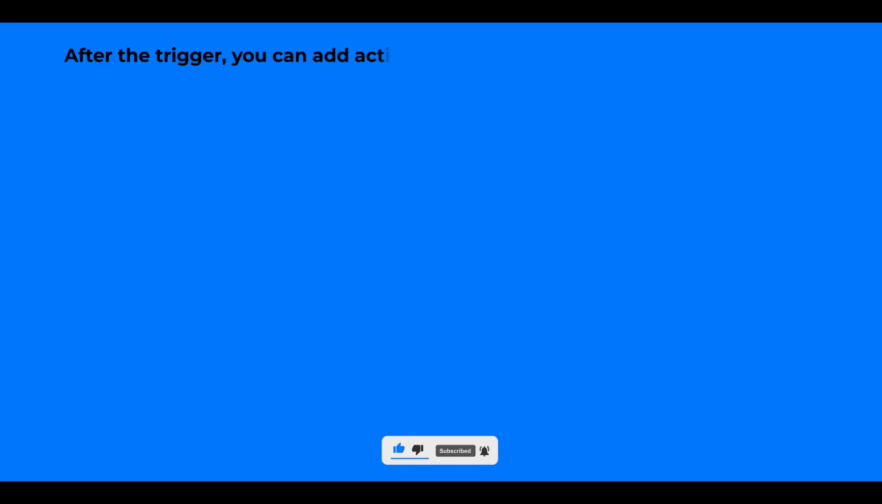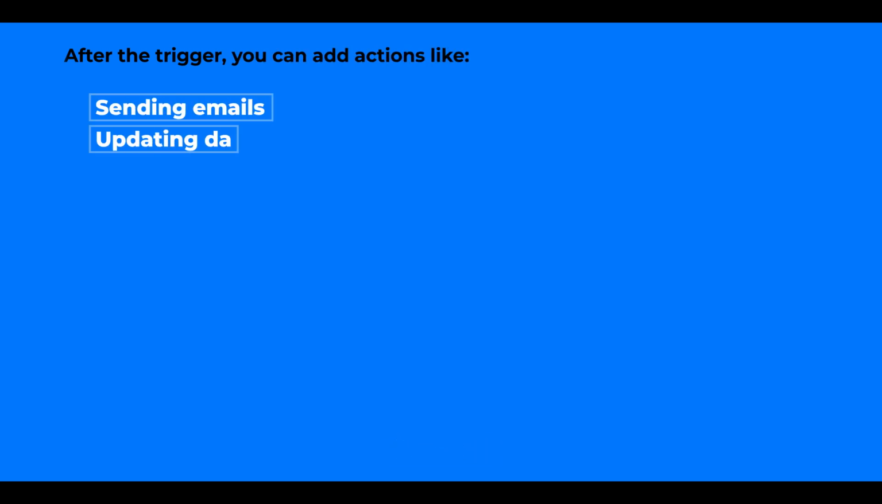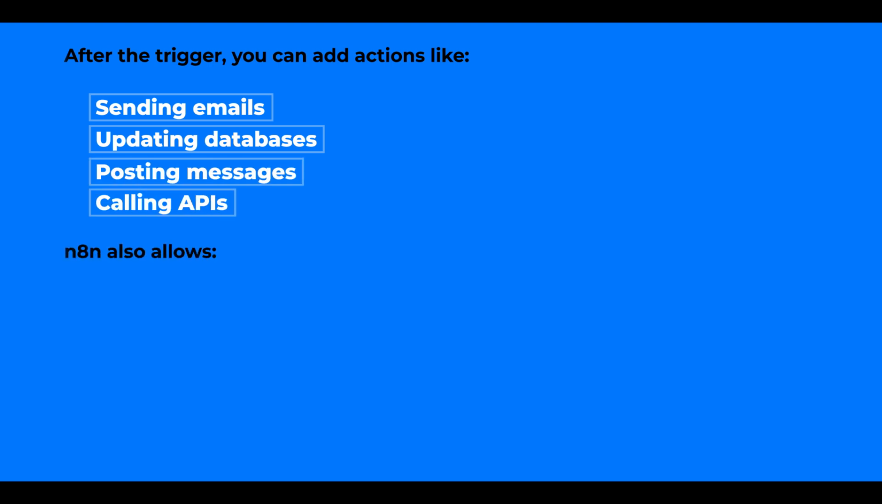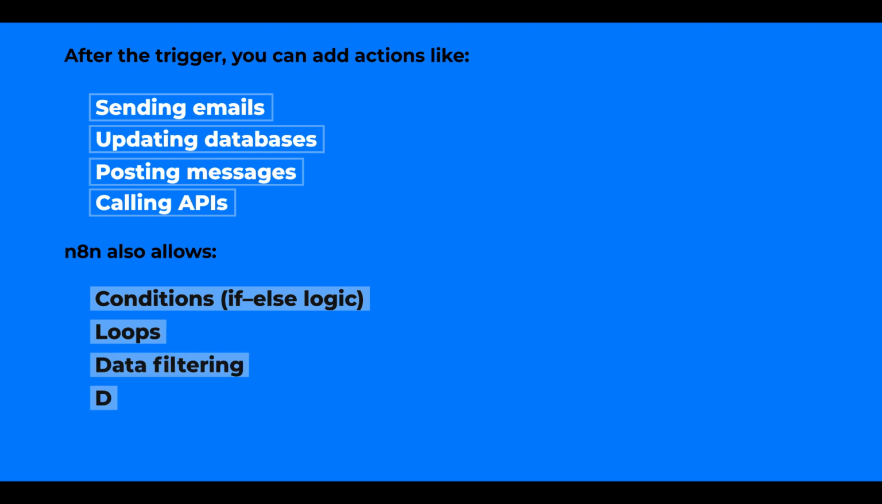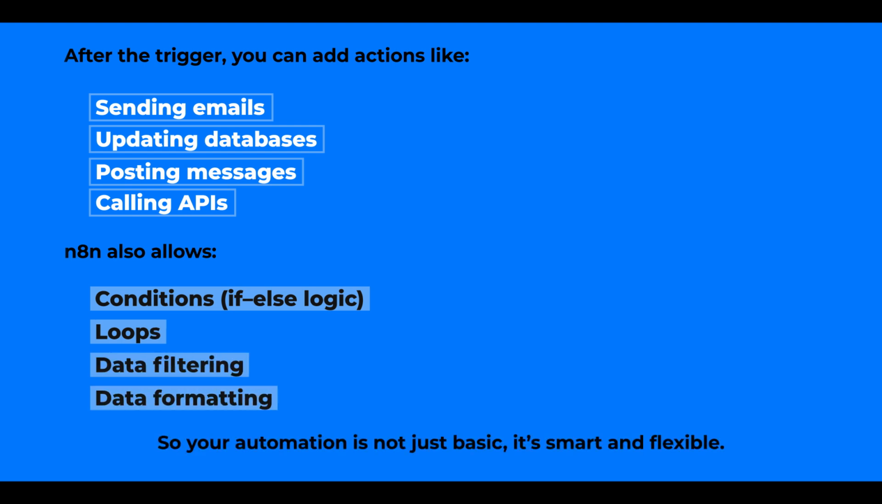After the trigger, you can add actions like sending emails, updating databases, posting messages, calling APIs. n8n also allows conditions, if, else logic, loops, data filtering, data formatting. So your automation is not just basic, it's smart and flexible.